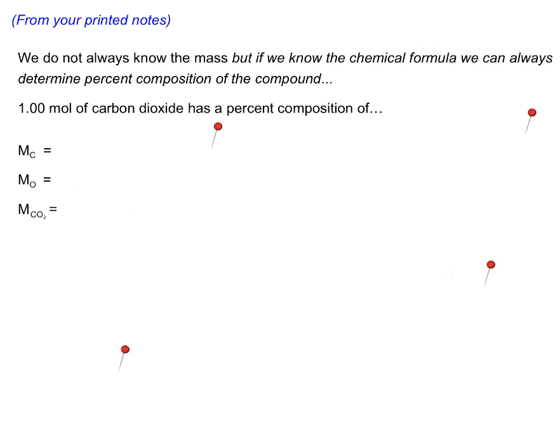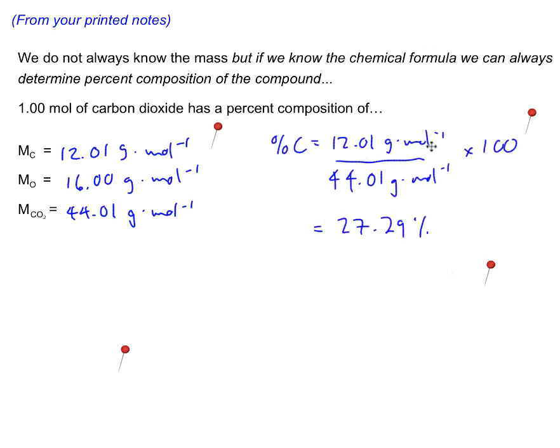So this question is in your printed notes, so you might want to pause your video and get this question out. What we're looking at here is given carbon dioxide. So we know the formula for carbon dioxide, it's CO2. So what we're going to need here, if we have 1 mole of carbon dioxide, is the molar mass of carbon, oxygen, and carbon dioxide. And so there they are. And now we just calculate a percent carbon. So the percent carbon is going to be the molar mass of carbon divided by the molar mass of carbon dioxide times 100. So we have 27.29% carbon.